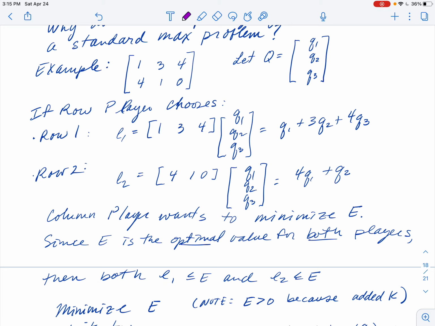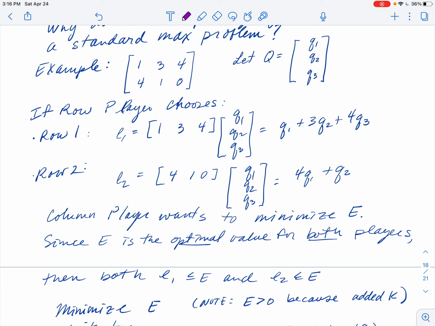Now we've got a problem, because setting these equal is not going to be as simple as it was with the 2 by 2. We can't just solve for Q1, Q2, and Q3. We don't have enough information here. So this leads us to thinking about this in a different way.